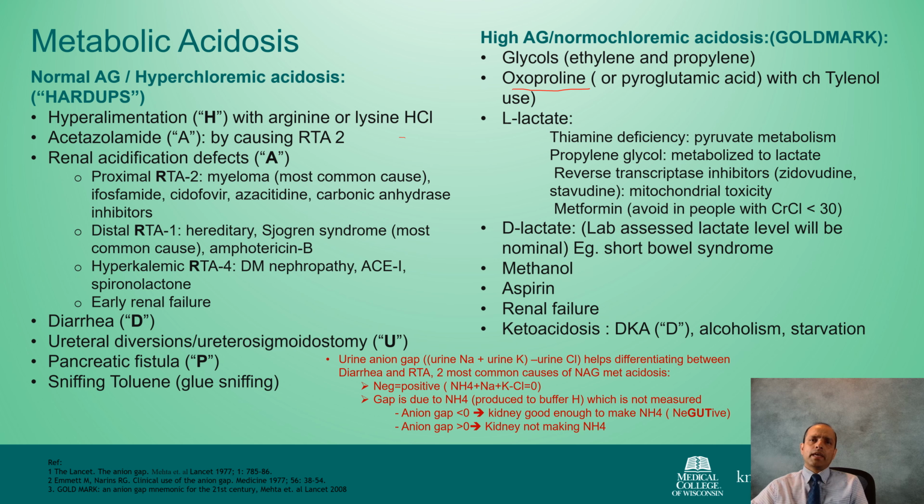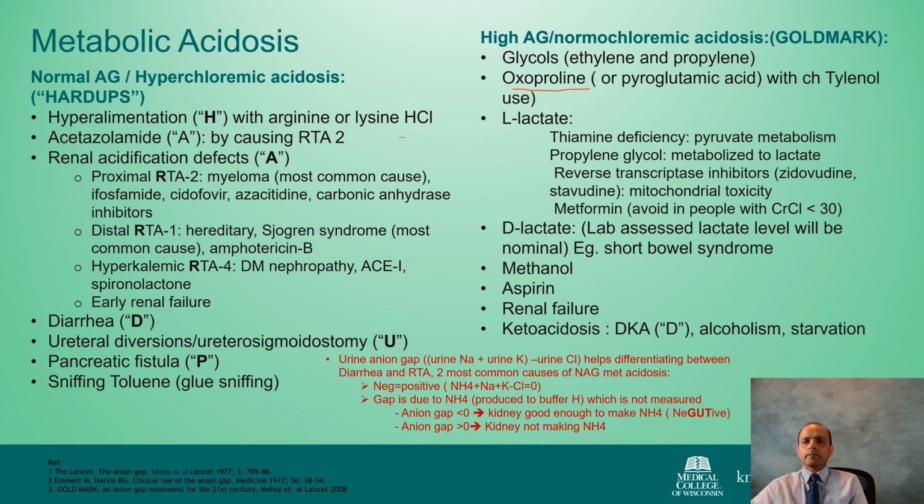Normal anion gap acidosis can be memorized by the mnemonic HARDUPS. H is hyperalimentation, when somebody is bodybuilding, getting arginine and lysine supplementation, or getting some kind of TPN. A is acetazolamide, which can cause RTA, and R is RTA itself, renal tubular acidosis. And D for diarrhea. Remember, RTA and diarrhea are the most common causes of normal anion gap acidosis. If you are losing bicarbonate from a ureteric or pancreatic fistula, you can get normal anion gap acidosis, as you can with glue sniffing, where people sniff toluene.